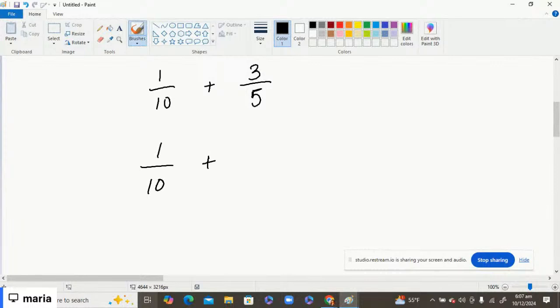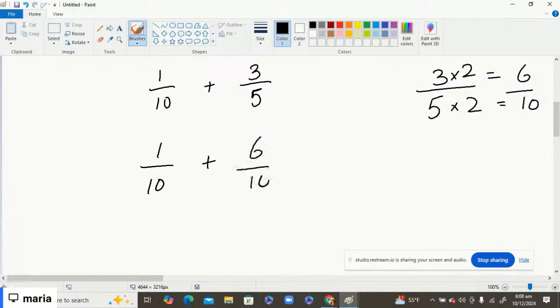So we can make this 5 equal to 10. 5 times which number is 10? As we know, 5 times 2 is 10. So 2 is multiplied on the top as well as on the bottom number. Okay, so here 3 by 5, multiply and divide: 3 times 2 is 6, 5 times 2 is 10. So here we're going to put 6 by 10.